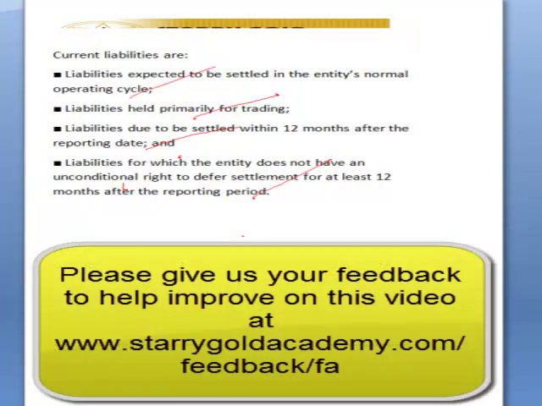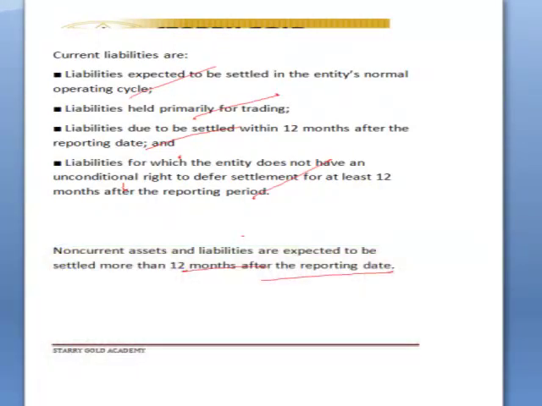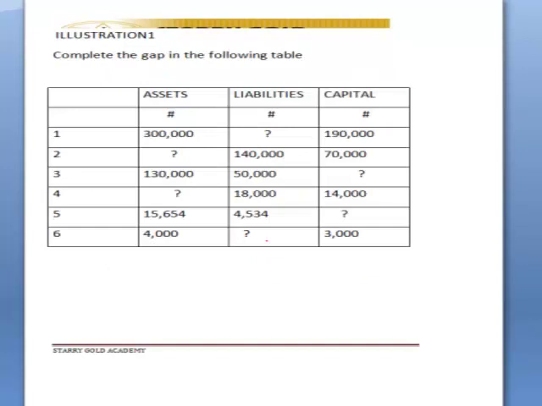Okay, so the next, you can now comfortably look at an illustration regarding the accounting equation. We state that at any point in time, the assets of a business must be equal to the summation of capital and liability. Okay, so we have this question on the screen. We have to find these missing figures.